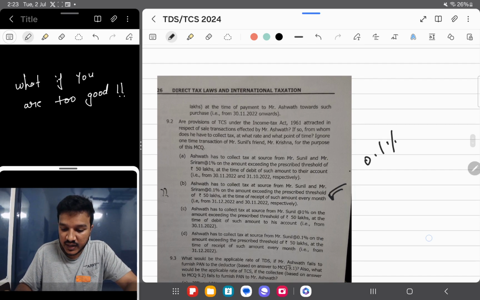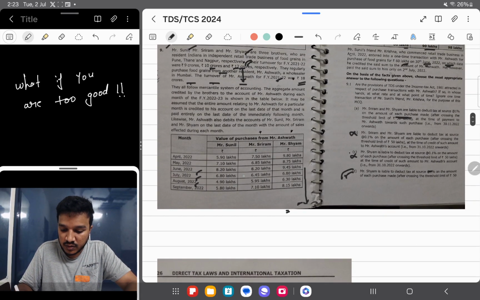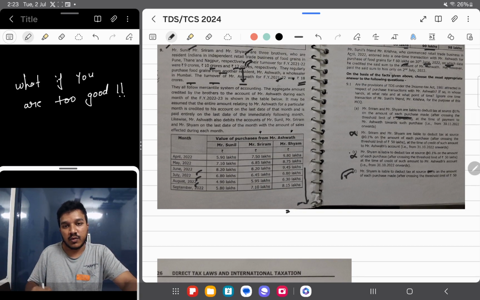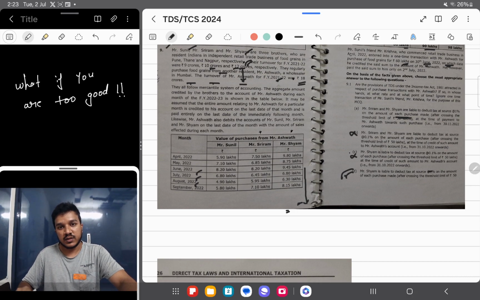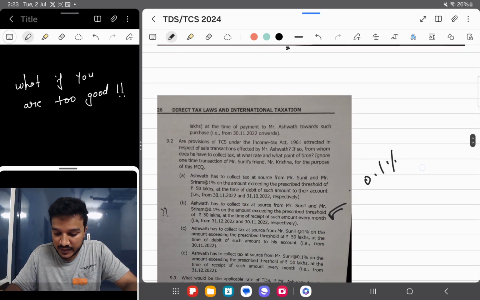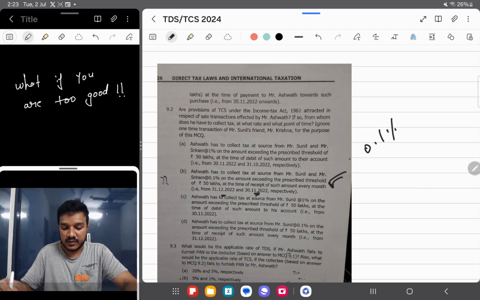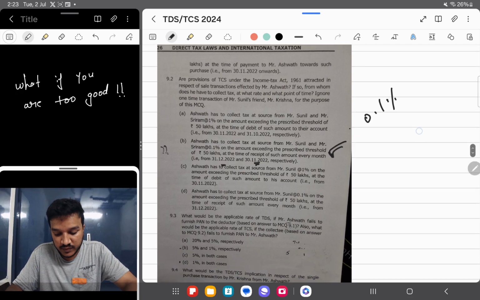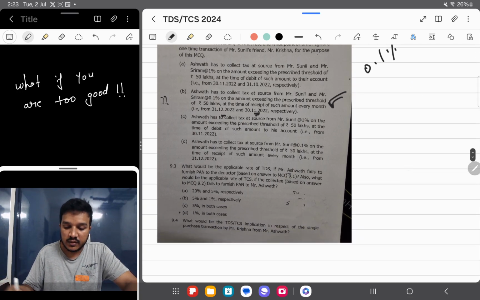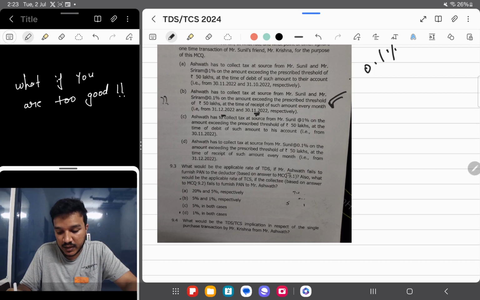So just like that, if we add all the amounts, we will get to a point where the amount is crossing 50 lakhs. So from that month onwards, the TCS provision shall apply. If you add, the date comes to 31/12 and 30/11 for those two parties. Now this third scenario is what would be the applicable rate of TDS if Ashwath fails to furnish PAN to the deductor.